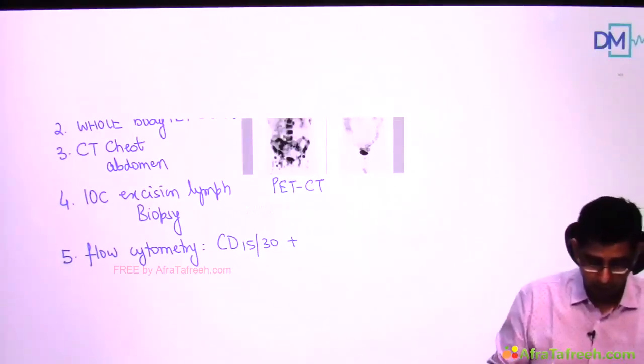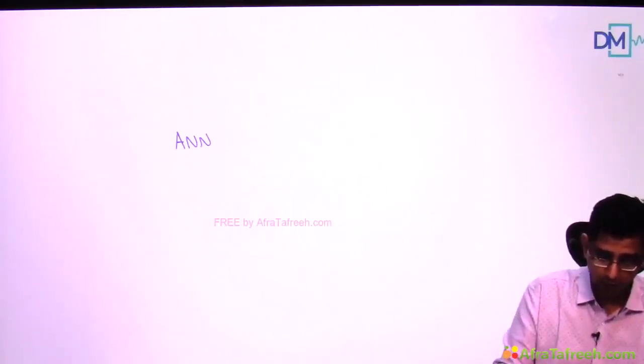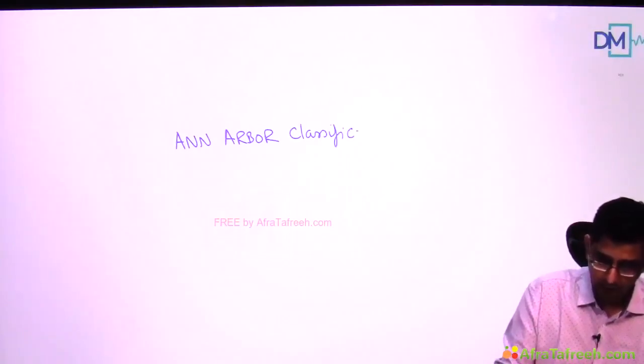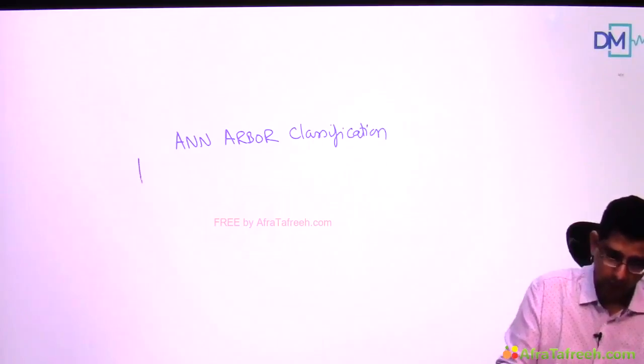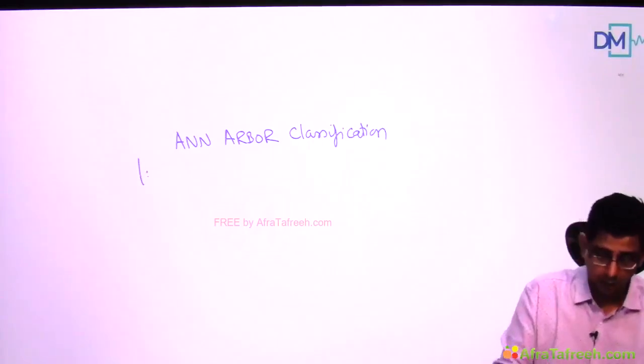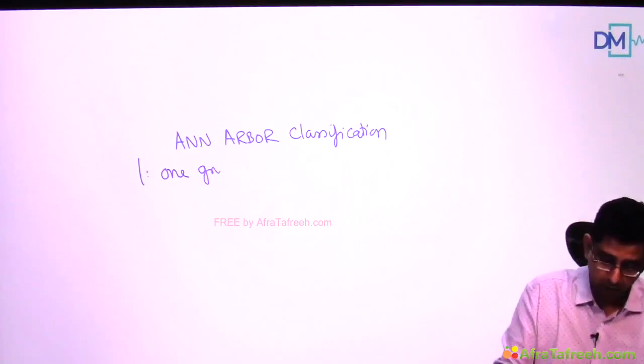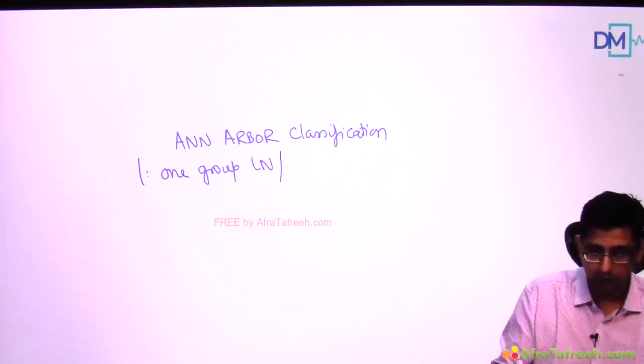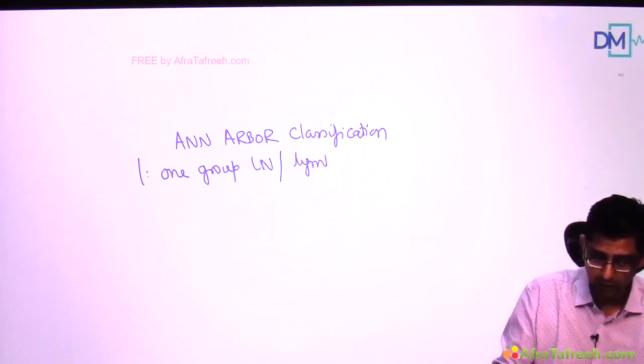For the staging of this patient, we tend to use what is known as the Ann Arbor classification. Ann Arbor classification is mostly based on clinical staging. What I mean by clinical staging is that I will call the patient stage 1 if only one group of lymph nodes or one lymphatic area is involved, like the cervical area being the only one involved.